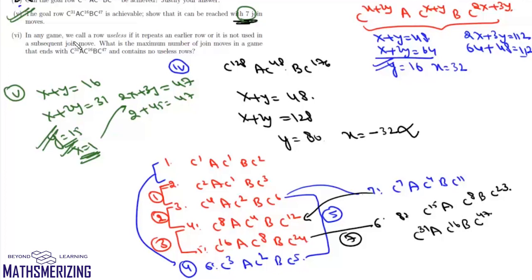Now the sixth part is: in any game, we call a row useless if it repeats an earlier row or it is not used in a subsequent join move. What is the maximum number of join moves in a game that ends with C31, A, C16, B, C47? So that is the same result.